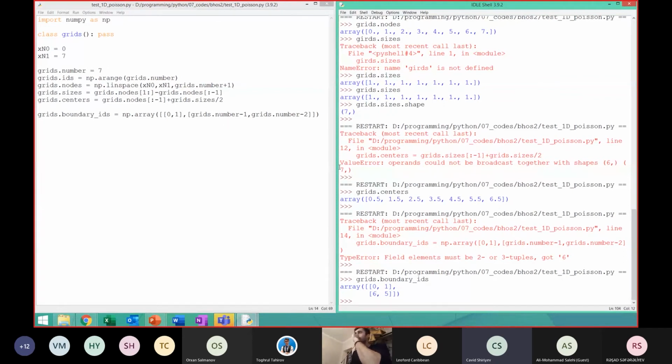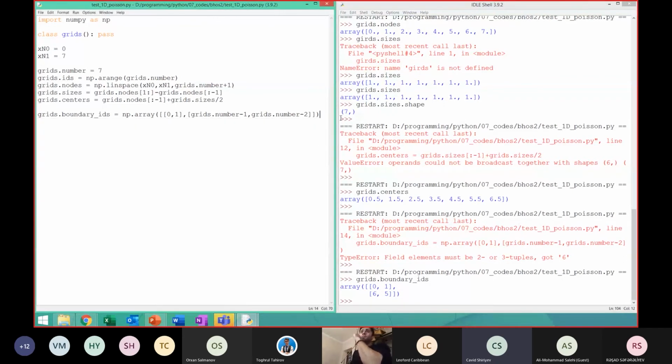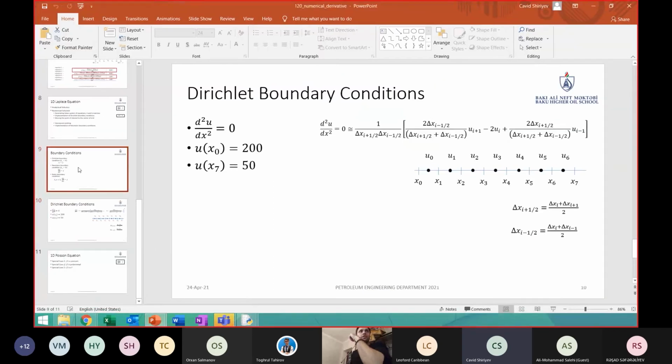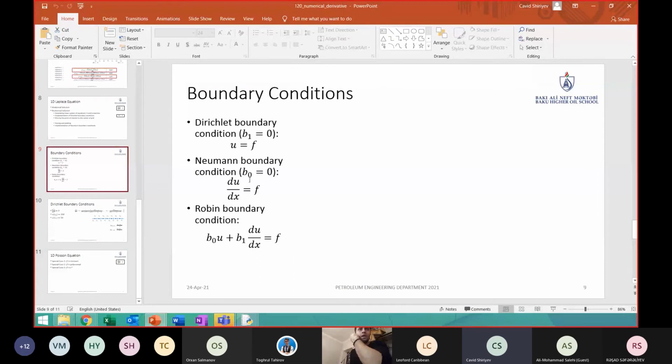Now I need to state the boundary conditions as well. So let's create the boundary conditions. I showed here the general form of the boundary condition that we have. This is the Robin boundary condition that we are implementing.